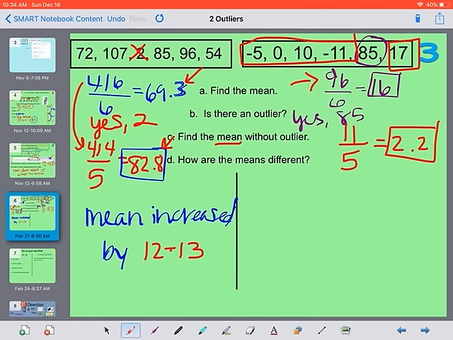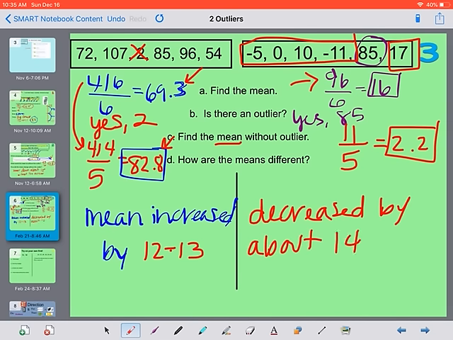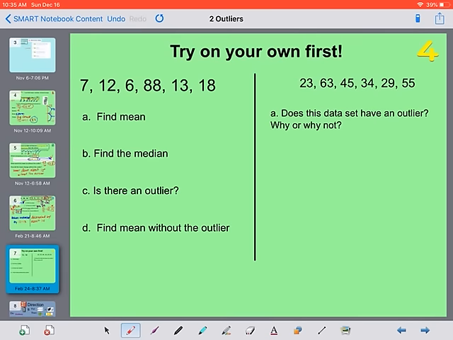So how are our means different? The new mean is decreased by about 14 because of our large outlier that we took out. Our mean was bigger because we had a big outlier, but when we took that out, now this is more representative of our data. So I would like you to try these two on your own, and then go ahead and click play, see if you got them right.